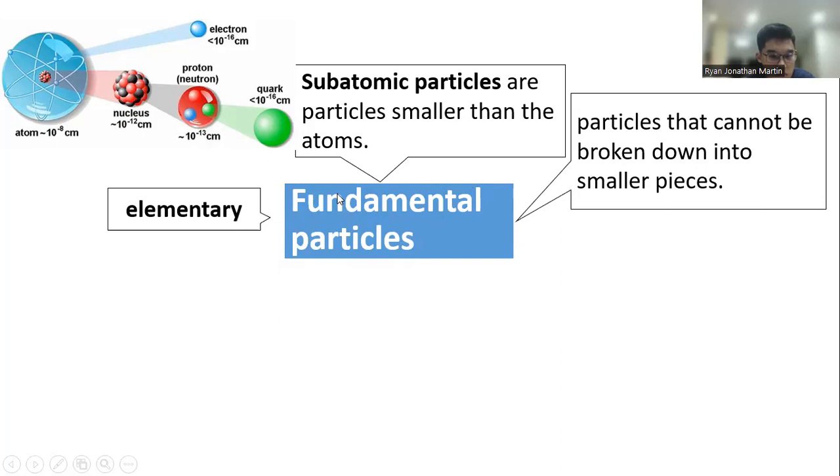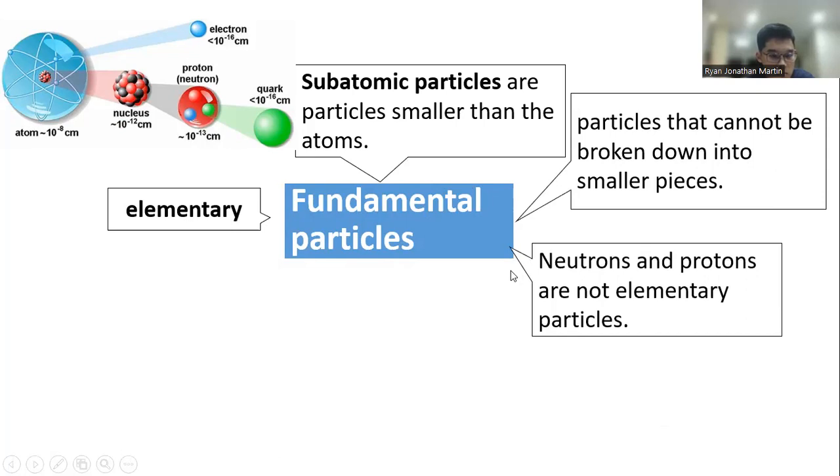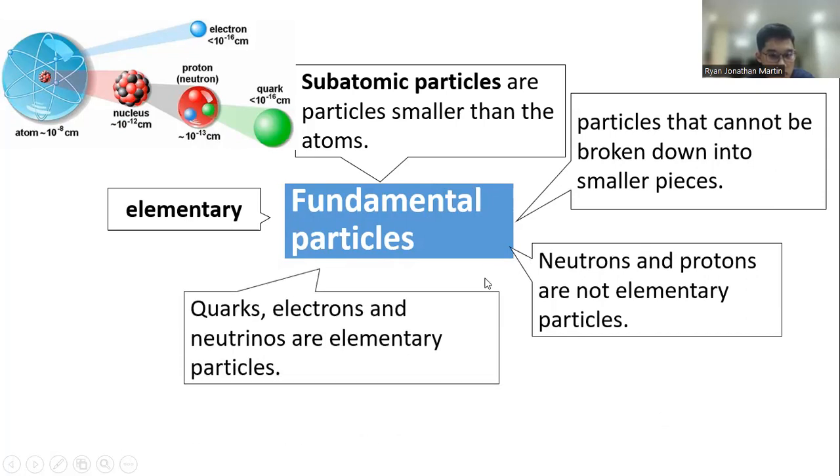That's so far the knowledge that we have. It may change in future, but at the moment, we say that fundamental particle is the smallest we can see. It cannot be broken down further. Neutron and proton are not elementary particles. Quarks, electrons, and neutrinos are elementary particles.